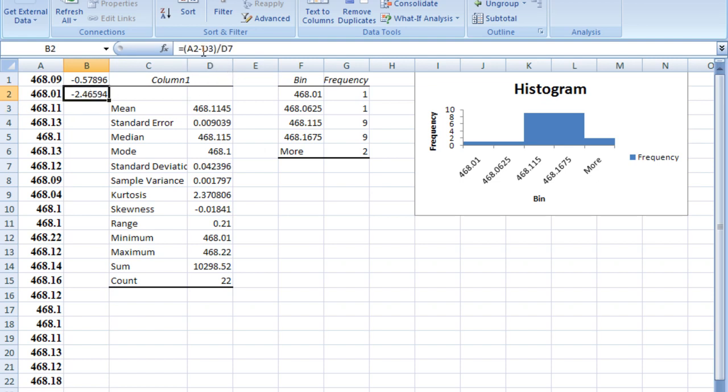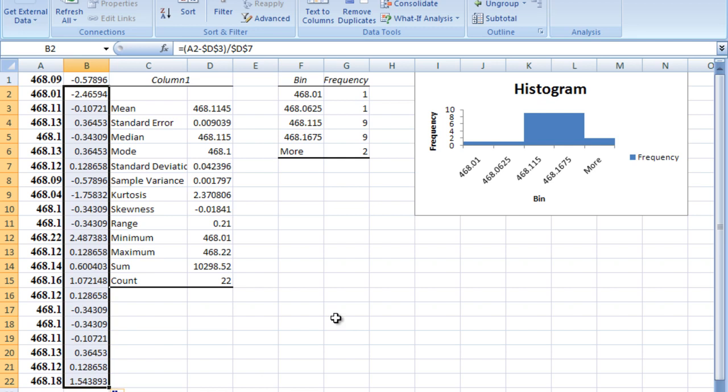Again, we talked about using the dollar signs to hold a place constant. If you wanted to do this, put the dollar signs in front of the standard deviation, and then you could actually just copy this equation on down, and there you'd have all your z-scores for everything.